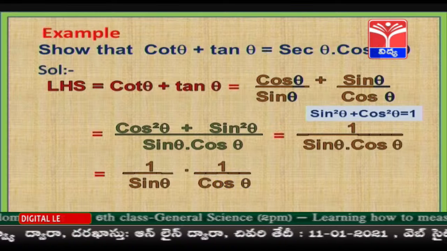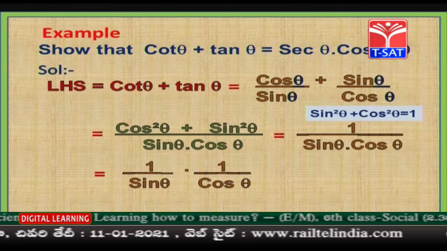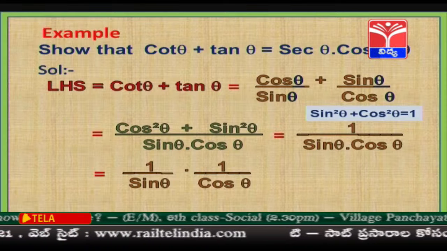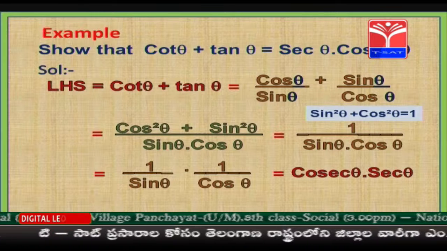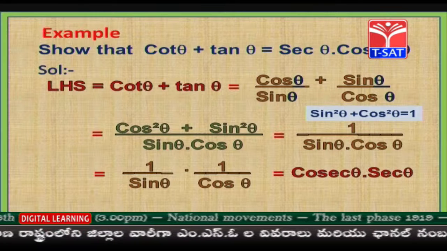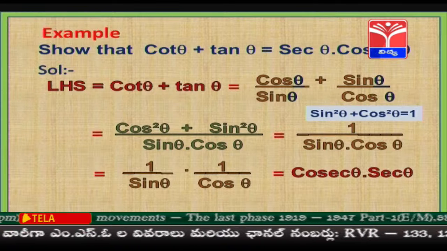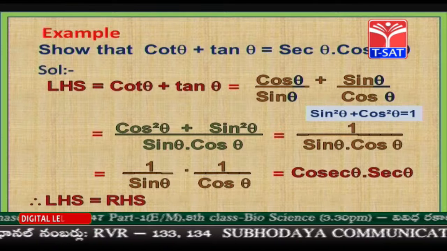This 1 by sin theta into cos theta I am going to separate as 1 by sin theta into 1 by cos theta, where 1 by sin theta can be written as cosec theta and 1 by cos theta can be written as sec theta. So, that means your answer is cosec theta into sec theta. With this you can say left hand side is equal to right hand side.